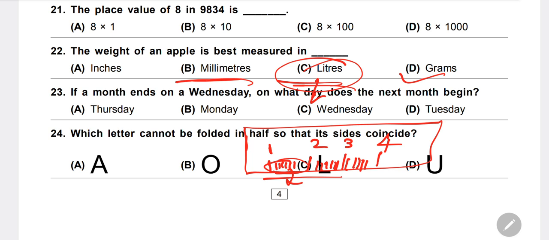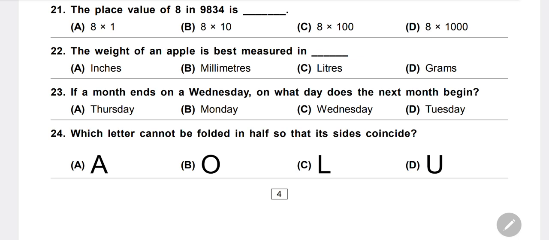Now, if a month ends on Wednesday, on what day does the next month begin? So if the first month ends on Wednesday, the next month will begin on Thursday. Okay, so our answer must be Thursday, because it ends on Wednesday, so the next day will be Thursday.